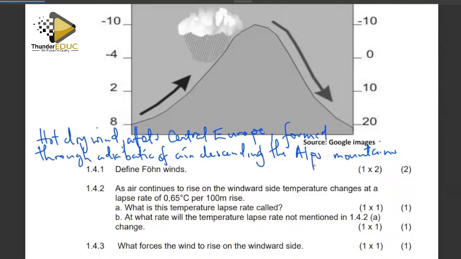Right, for that reason, I think you would have addressed the basic requirements. You have given the nature of the wind. It's hot and dry. And since it's a regional wind, where is it experienced? It's a typical wind that affects Central Europe. How does it form? It is formed through adiabatic heating of air that descends below the Alps mountains. So it's adiabatic heating that causes its dryness and its hot temperatures.